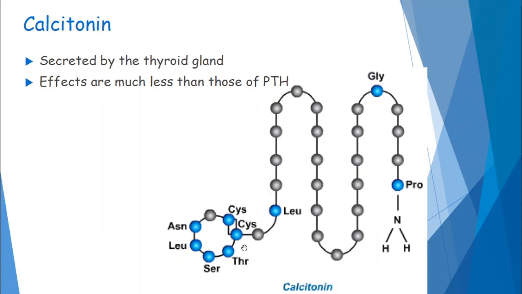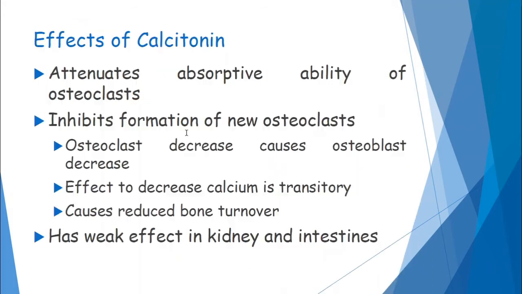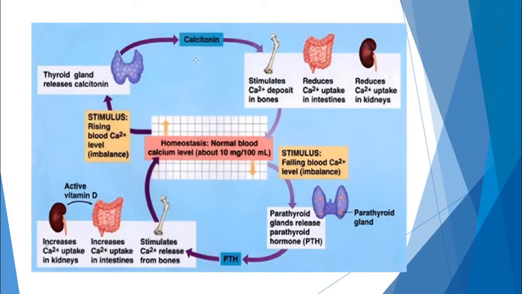This is the structure of calcitonin, and calcitonin attenuates the absorptive ability of the osteoclast and inhibits the formation of new osteoclasts, that is, it causes an osteoclast decrease. The effect to decrease calcium is transitory or temporary, causing reduced bone turnover. And calcitonin has only a weak effect in the kidney and the intestines. This is the pathway of the system.